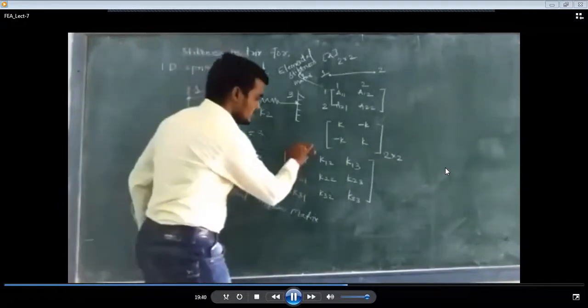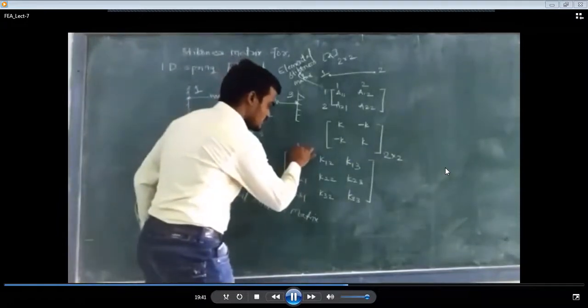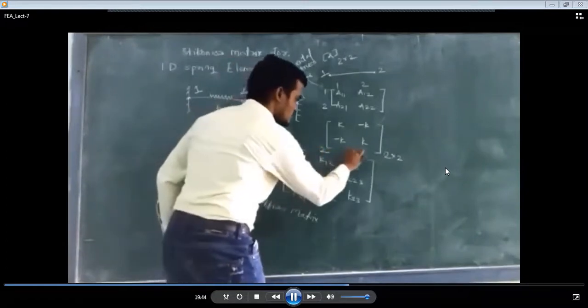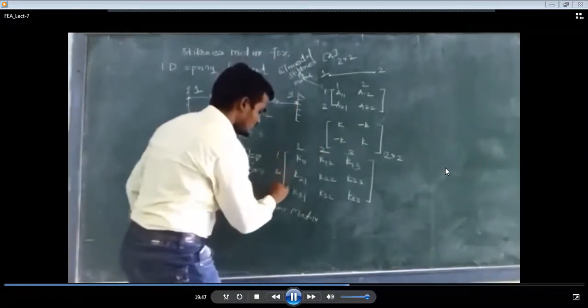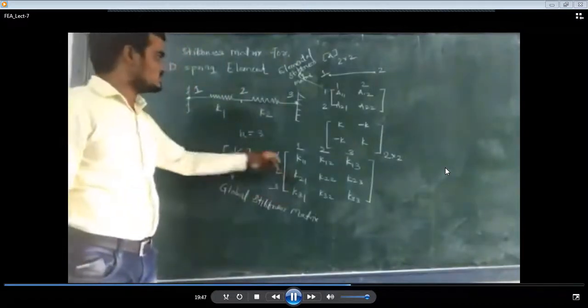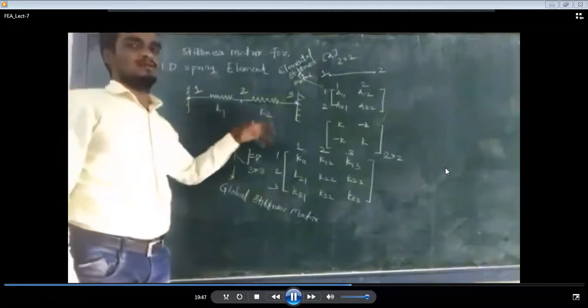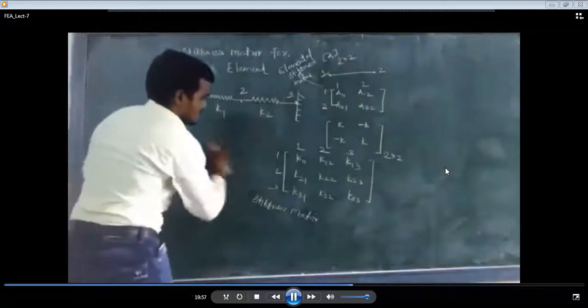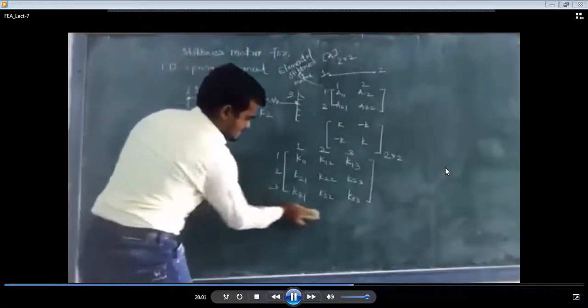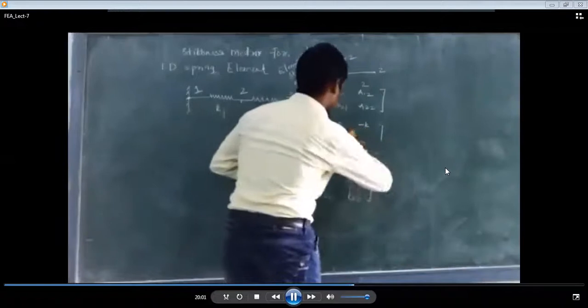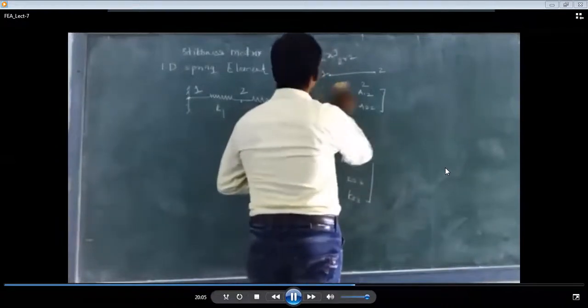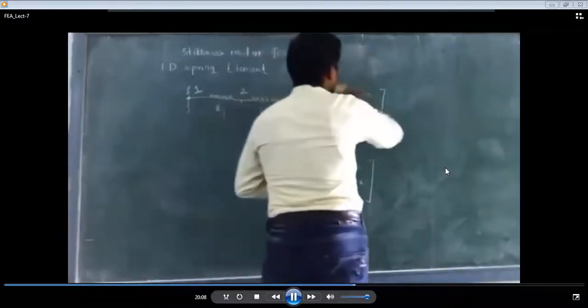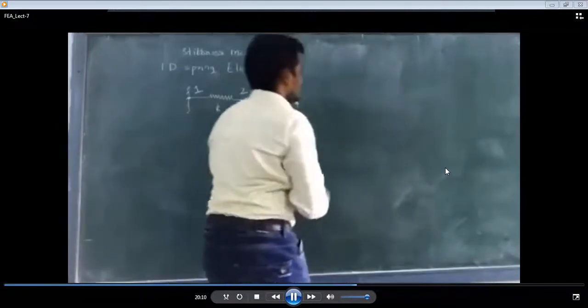Now, how to construct this global stiffness matrix? This is the position of the global stiffness matrix between nodes 1, 2, 3. Meaning there are three rows, similarly there are three columns. We will position this global stiffness matrix between these three nodes 1, 2, 3. Now we will construct it. First, we need to construct the elemental stiffness matrix. Actually, we have derived this elemental stiffness matrix.